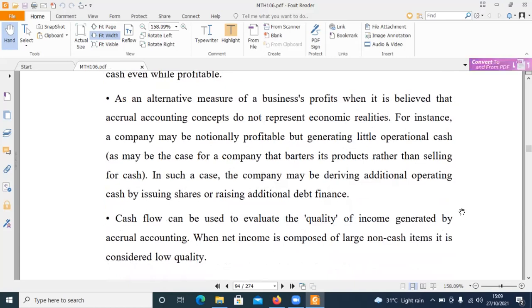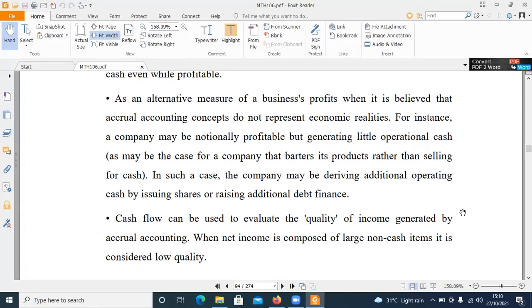Another one is as an alternative measure of business profit. Through cash flow, one can determine whether a business is making profit or not. The belief is that accurate accounting concepts do not represent economic reality: a company may be notionally profitable but generating little operational cash, as may be the case for a company that barters its products rather than selling for cash. In such a case, the company may be deriving additional operating cash by issuing shares or raising additional debt finance. So that's another way one can determine, through cash flow, whether a business is doing fine or making profit.